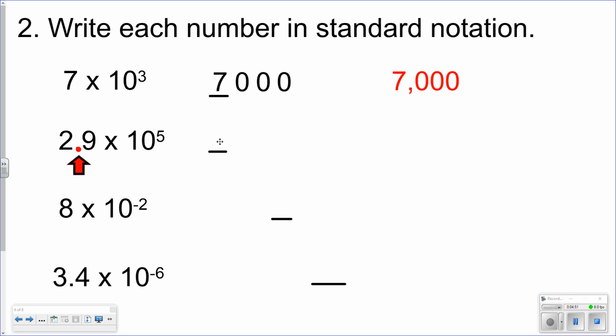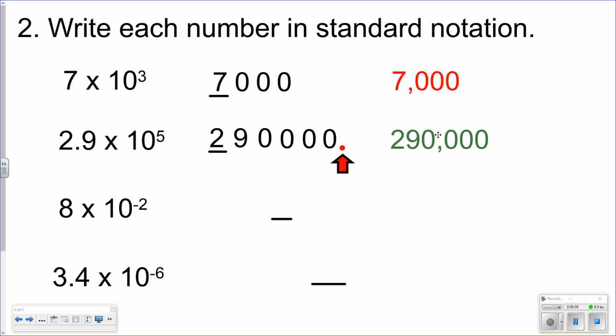With this one, the decimal is here. The 5 tells me I need to go 5 places to the right. So I start with the decimal here, and I move it 1, 2, 3, 4, 5. And so my answer is 290,000.